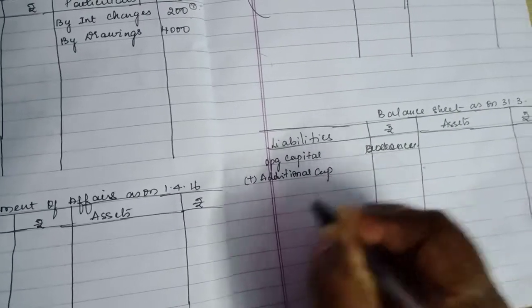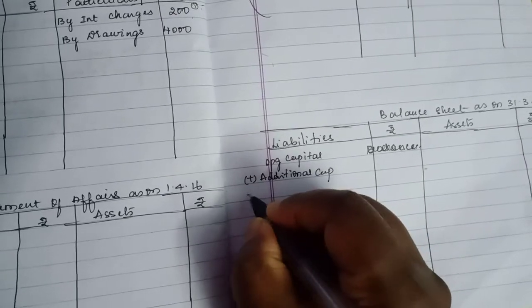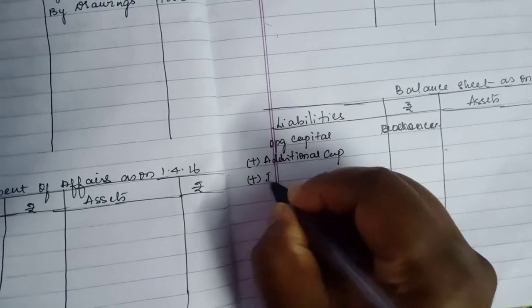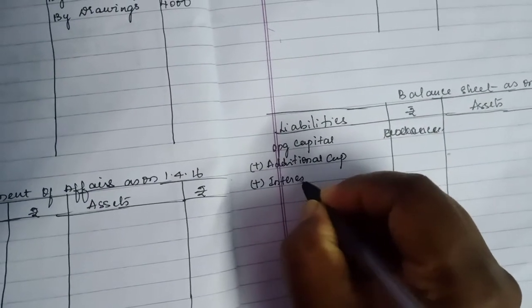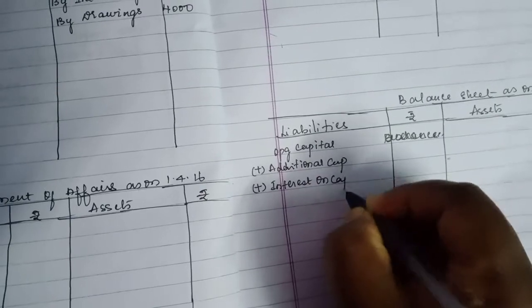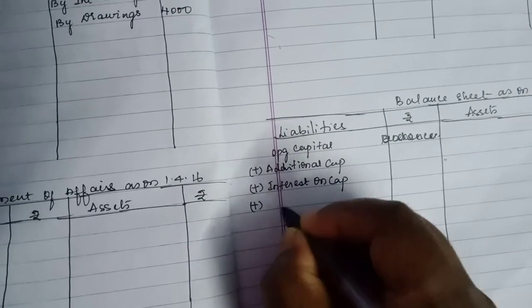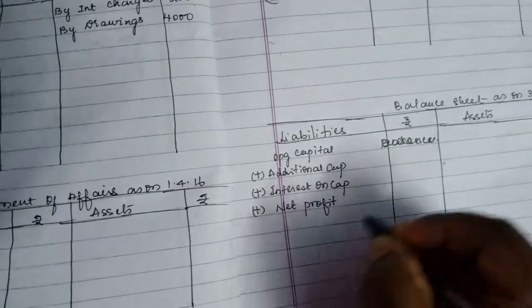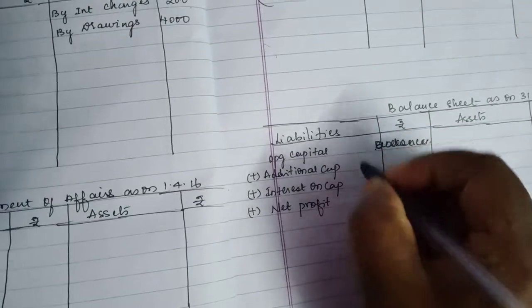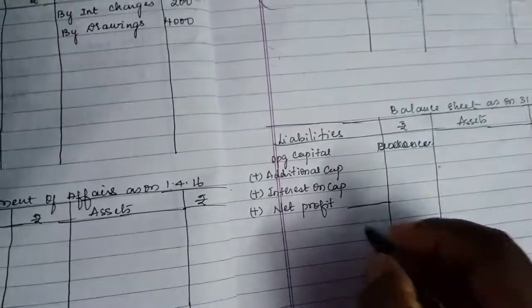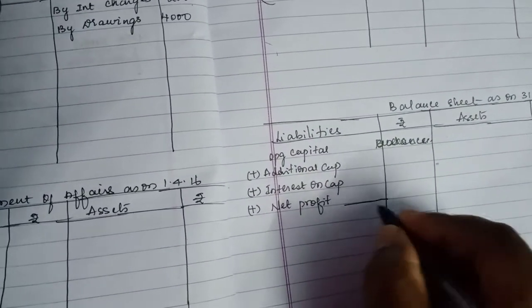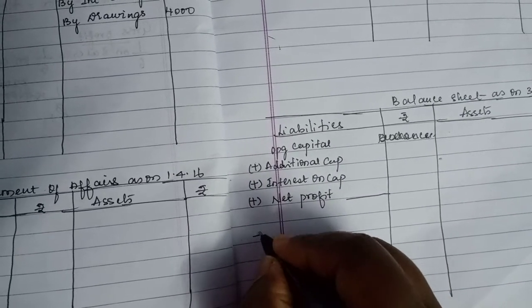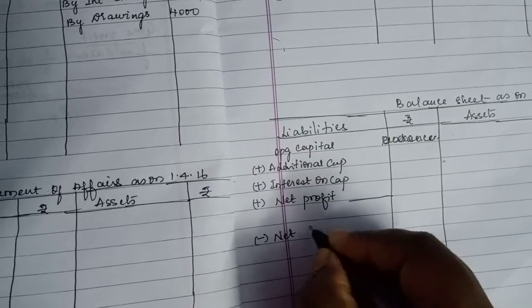With that, add additional capital, and if they give interest on capital, you need to add interest on capital. If there is net profit in your P&L account, you will add the net profit. So you will get a value like this. After adding all the values, you will reach one particular value. With that, in case you get a loss, a net loss, you should minus the net loss.